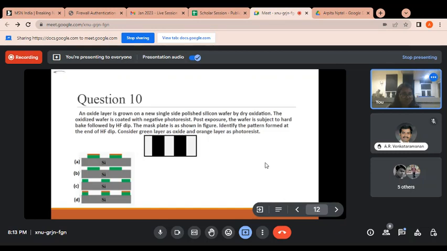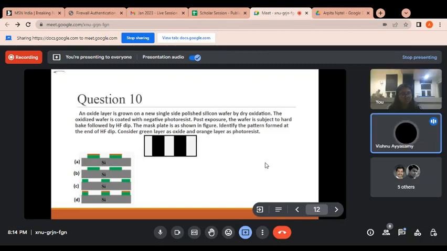At least try. What is happening here? There is a silicon wafer, and on the silicon wafer there is a silicon dioxide layer. Then there is a PR layer, the photoresist layer. Here the negative photoresist is used. Then what is happening for the negative photoresist?